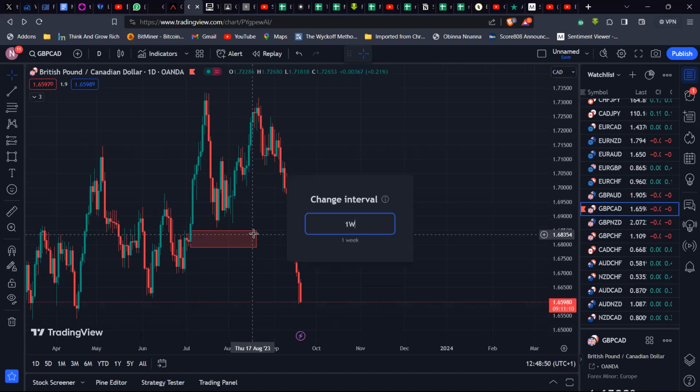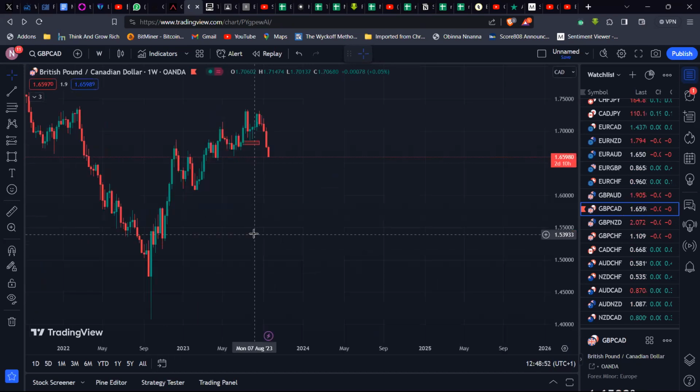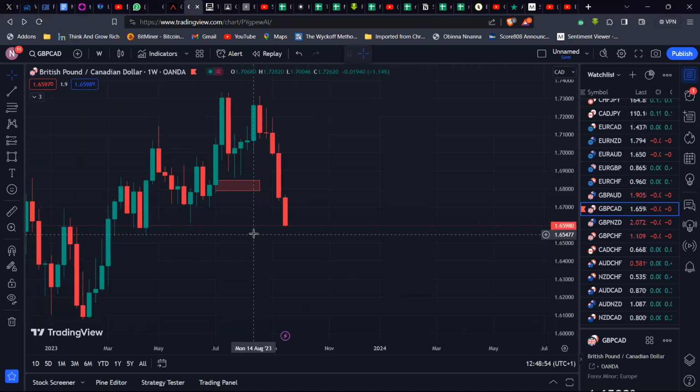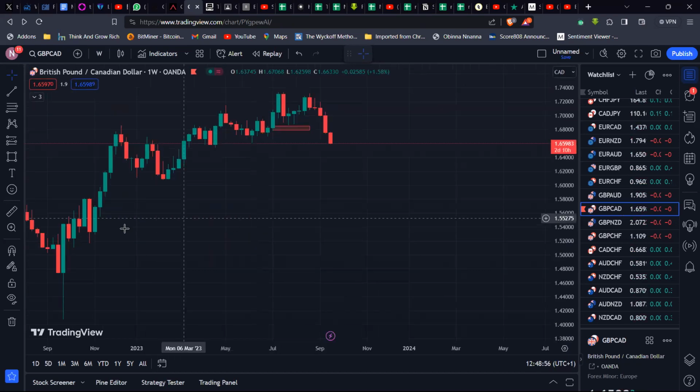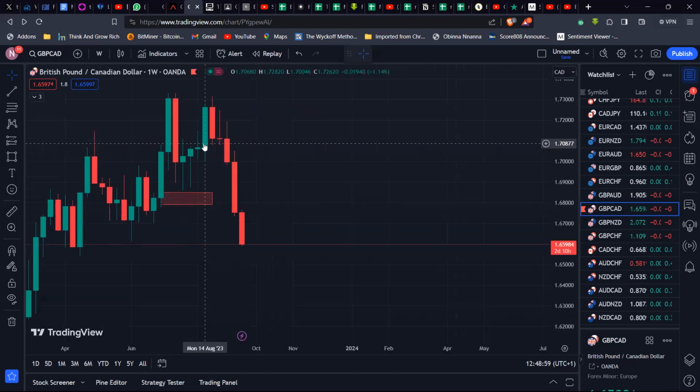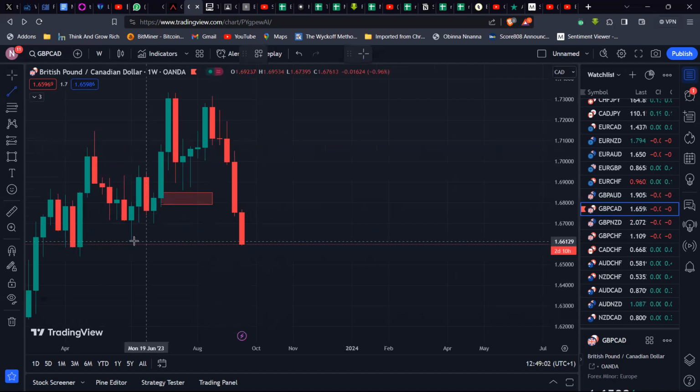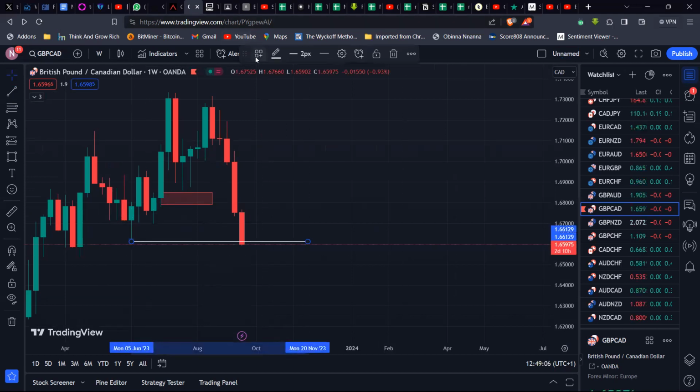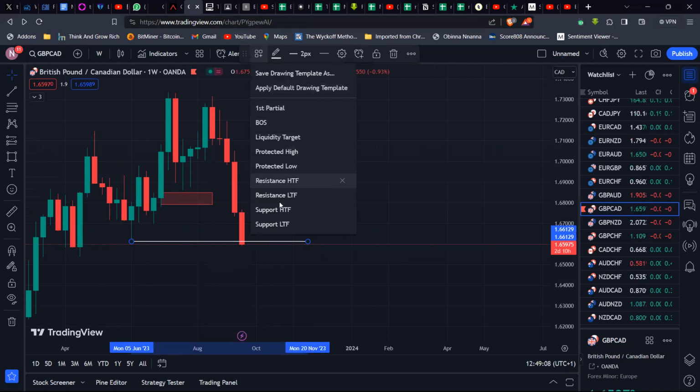What was I looking at here? Yesterday we discussed this one. Yeah, that's what I was looking at. Here we had bullish. CAD has been, the Canadian dollar has been very strong. So this is still a protected low on the weekly time frame.